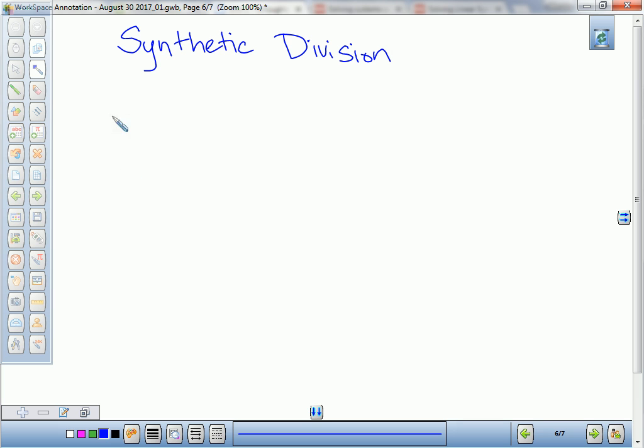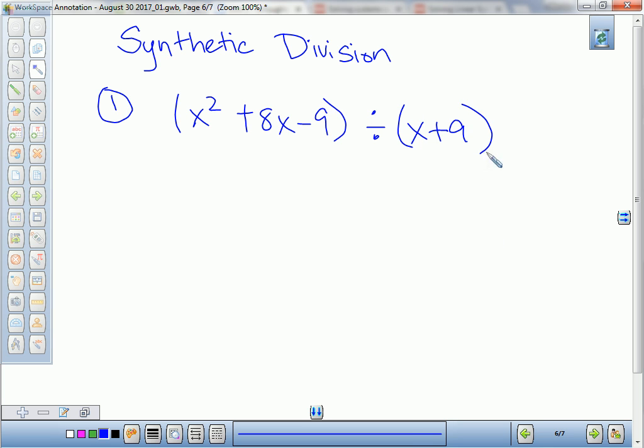Alright, I'm going to do number 1 on our worksheet, and if you want to try to show it, there's not enough room. I should have given you more room. My fault. This is our problem, x squared plus 8x minus 9 divided by x plus 9. Okay. I'll go ahead and tell you, this is going to look weird, but it's so nice. It's so easy. You just have to get used to it looking weird.